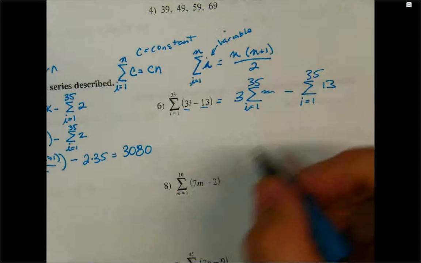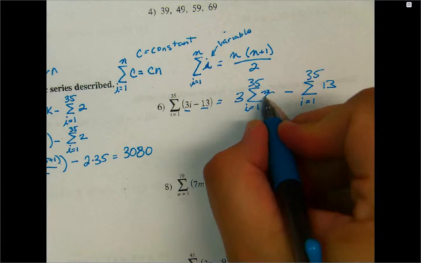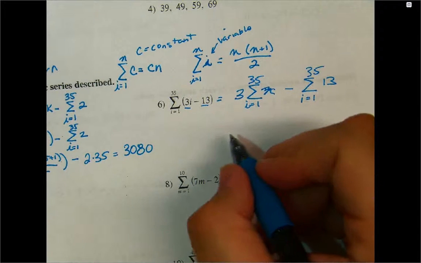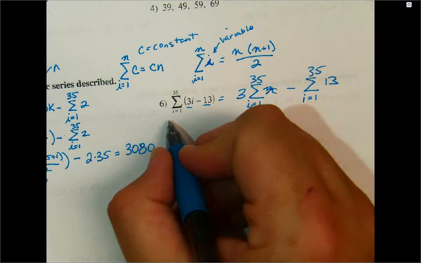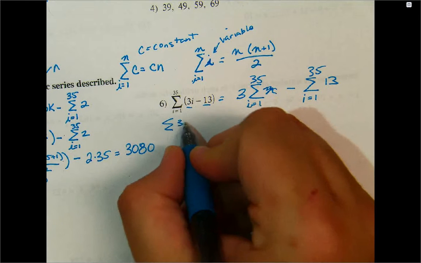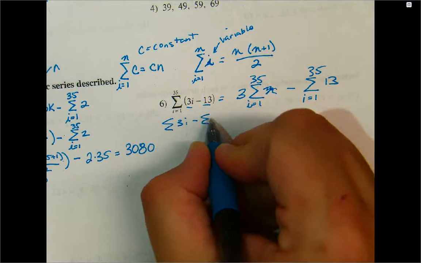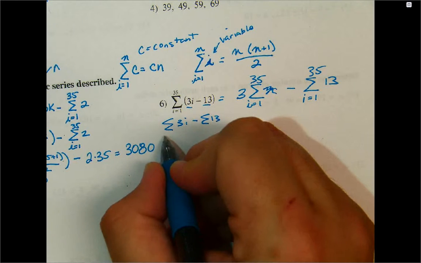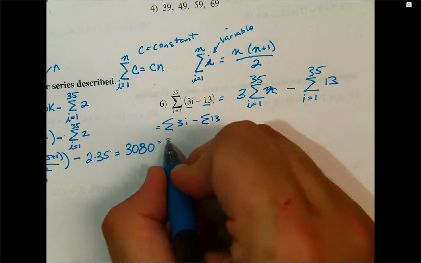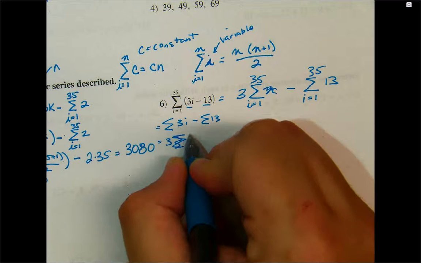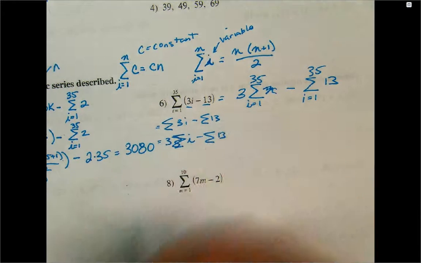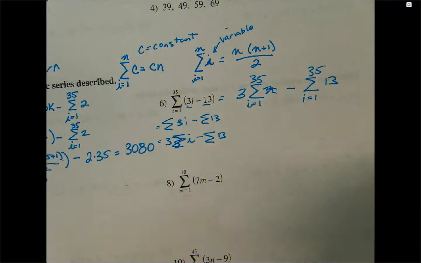So you break this up, it becomes the summation of 3i minus the summation of 13. And then it becomes 3 times the summation of i minus the summation of 13. And then you just apply your formulas after that. And then it'll be 35 parentheses 35 plus 1 over 2.